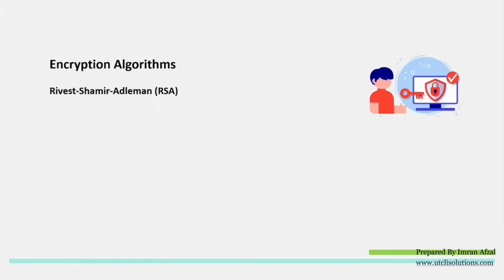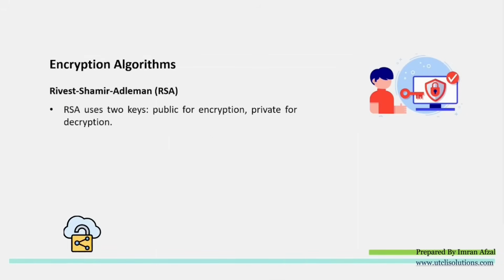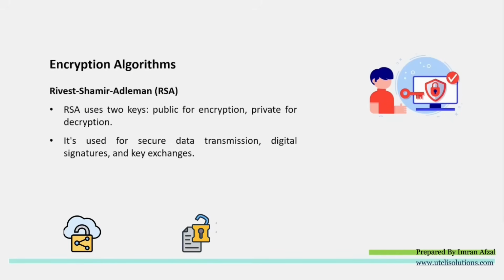Rivest Shamir Adleman. Well, RSA is an asymmetric encryption algorithm that uses two keys, a public key that anyone can have and a private key that must be kept secret. Its security is based on the challenge of factoring the product of two large prime numbers, which makes it highly secure. RSA is versatile and is commonly used for secure data transmission, digital signatures, and key exchanges. It typically utilizes key lengths of 2048 or 4096 bits for strong protection.